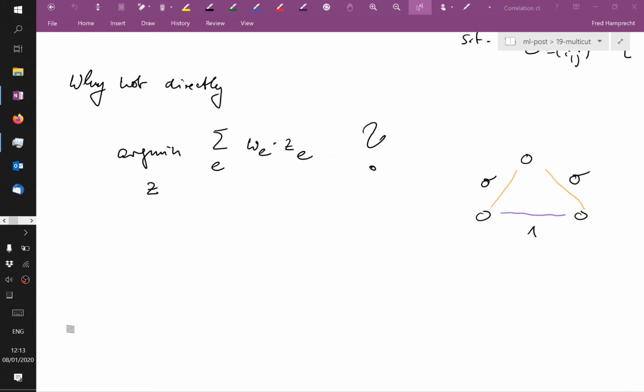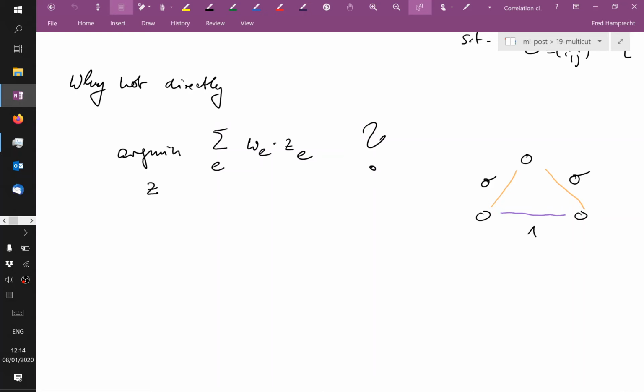All right. So we were stuck with the question of why not directly optimize over edge labels. And maybe it's helpful if we go through all the cases systematically for such a tiny triangle.